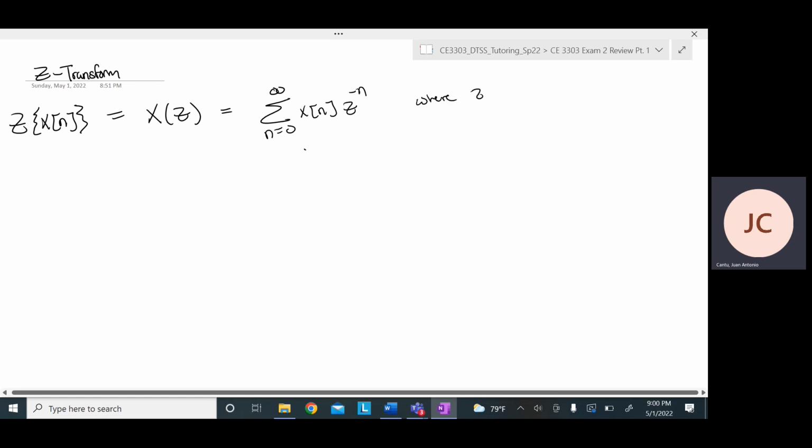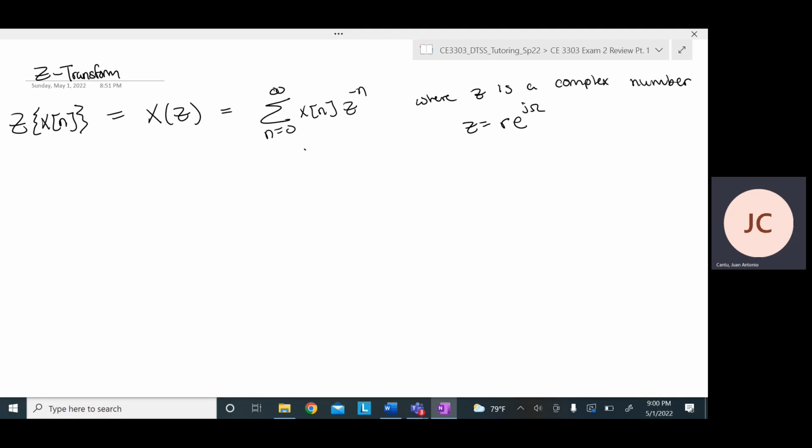Where z is a complex number. So z is equal to a magnitude r times e raised to the j omega. As far as Z transform right now goes, you don't have to worry too much about this. You'll just be dealing with Z, not necessarily its complex form. But when we get to stability and DTFT, I want you guys to realize that Z is a complex exponential because it'll come into play later.